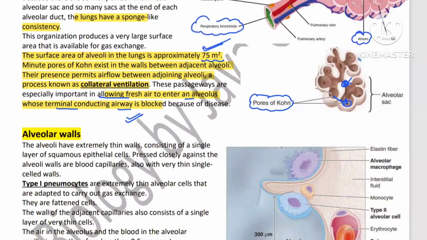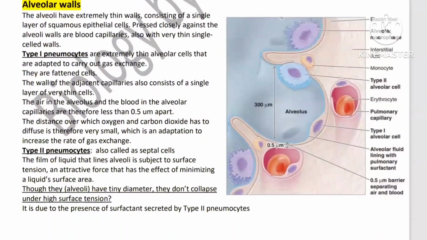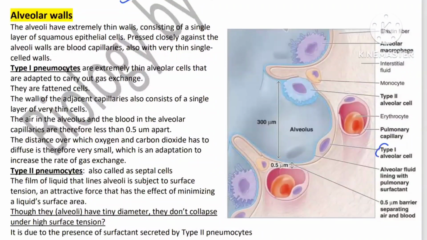Now let us see the alveolar walls. What is the alveolar wall made up of? If you see carefully in this diagram, these are your type 1 alveolar cells. Please focus on the diagram better. This is your type 1. You can see this is your type 1 alveolar cell. Clear? It is made up of only a flat part, check, this is flat and this is only the nucleus. This is the nucleus.